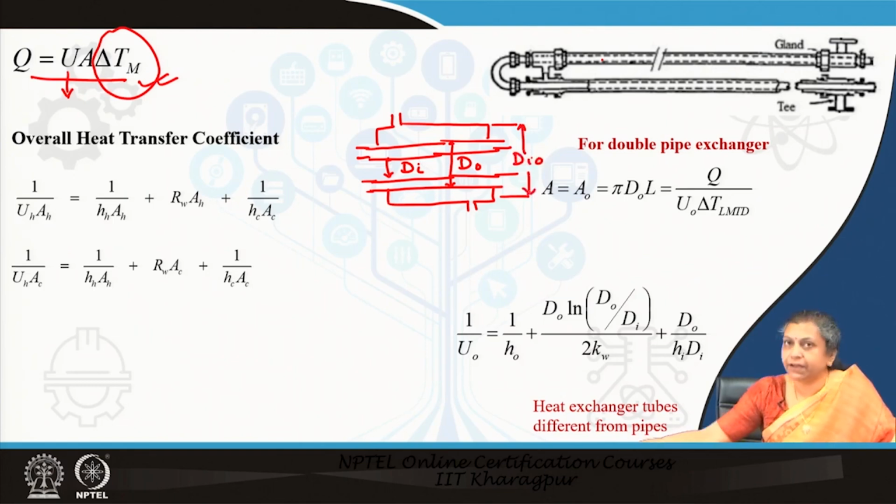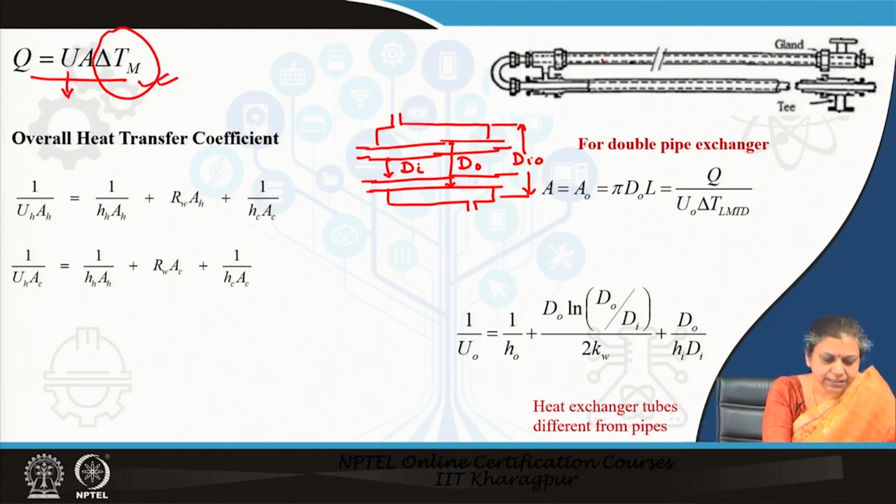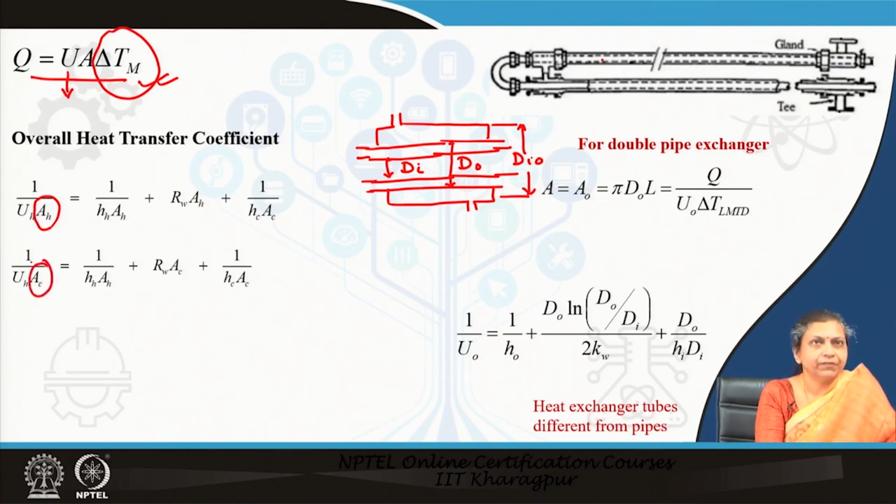So, therefore, you can very well see that the heat transfer coefficient can be defined either in terms of the heat transfer area of the hot fluid or in terms of the heat transfer area of the cold fluid, right. This derivation was also given to you here. The h H is the heat transfer coefficient of the hot fluid, and A H is the area of heat transfer on the hot fluid side.